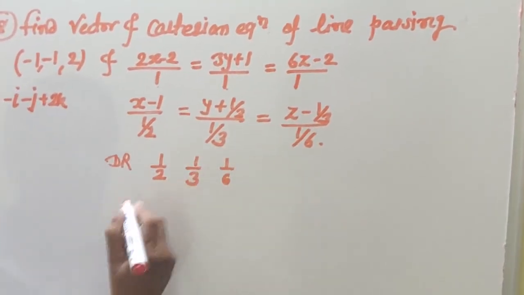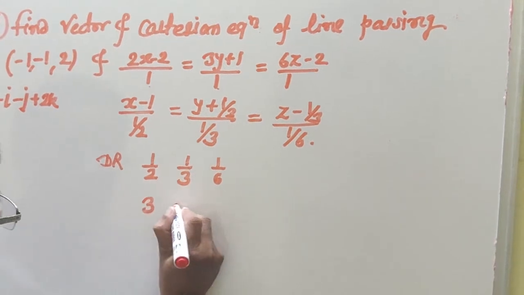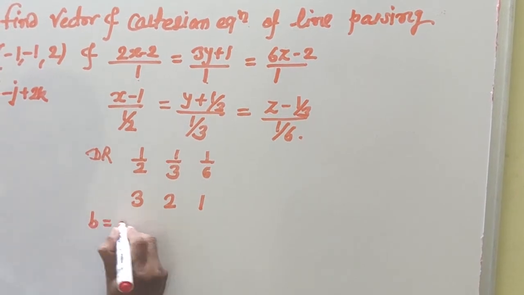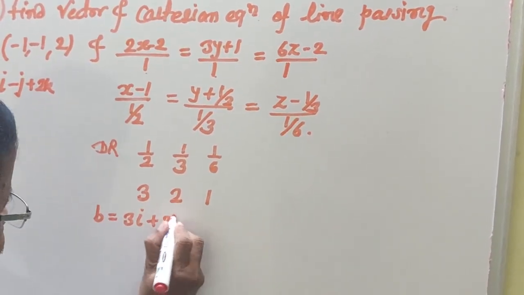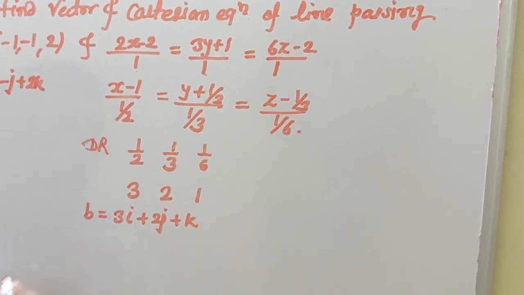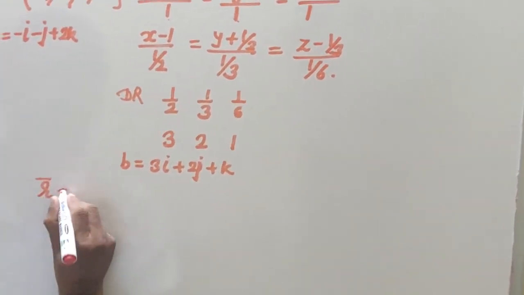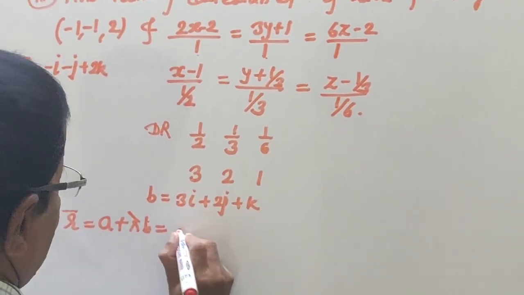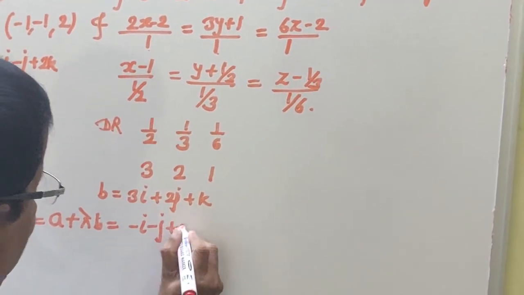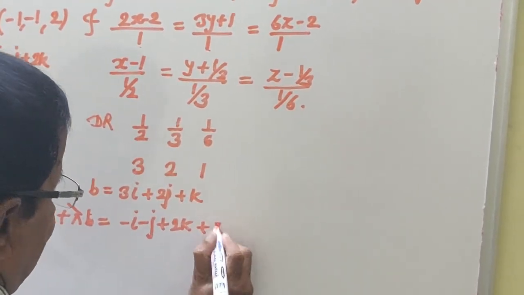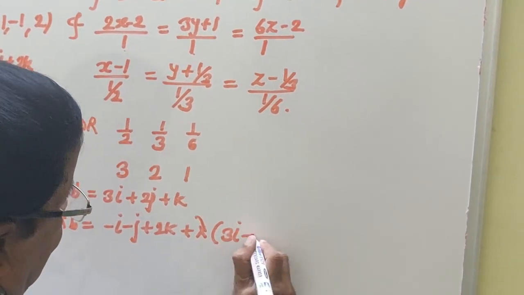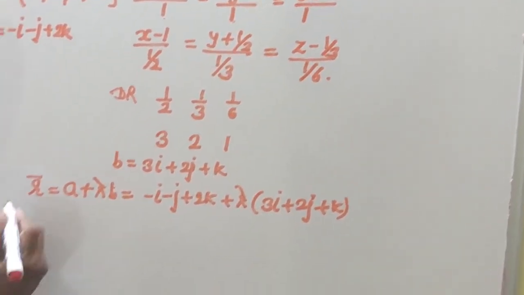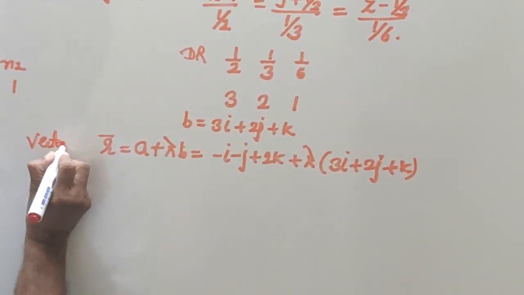Now I will multiply the whole by 6. So what will come here? 3 will come here. Here 2 will come here. Here 1 is coming. Then my b is equal to 3i plus 2j plus k. Okay. Now the vector equation is r is equal to a plus lambda b. Okay. Now I am substituting the values: minus i minus j plus 2k plus lambda into (3i plus 2j plus k). Okay. This is my vector equation.